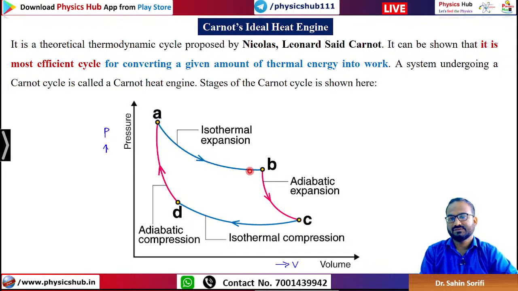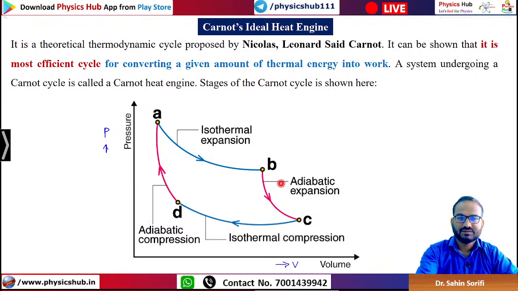So, in this direction, if it is expanding, in the opposite direction, it will compress. And B to C, you can see it is adiabatic expansion, and you can get it from this direction. If you are going along this direction, volume is increasing. Volume increasing means expanding. Volume decreasing means compressing. So, D to A, the volume is decreasing. So, it is adiabatic compression. So, it is composed of these 4 stages.